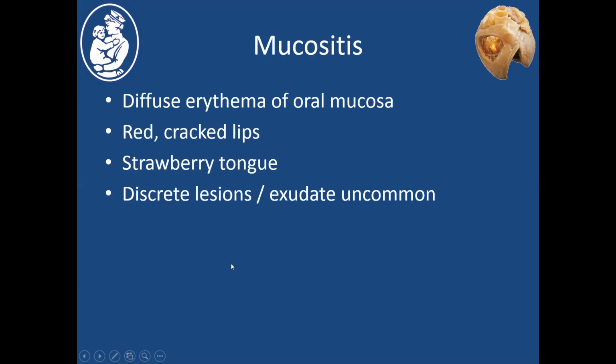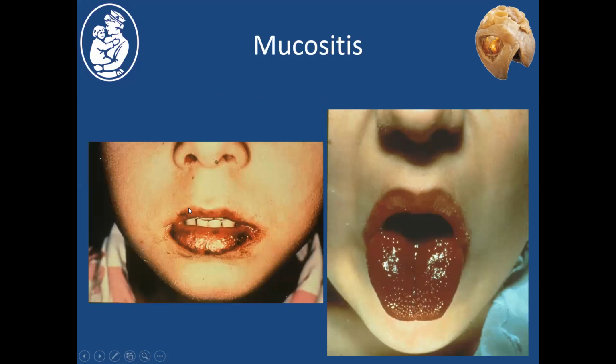The mucositis that we see is mostly red cracked lips with fissures in the lips, strawberry tongue. You don't really see an exudate or much in the way of discrete lesions. You just see this generalized lips and mucosa inflammation, cracking, bleeding, and then the strawberry tongue with the papillae standing out like the seeds on the side of a strawberry. And this inflammation is what causes this appearance.